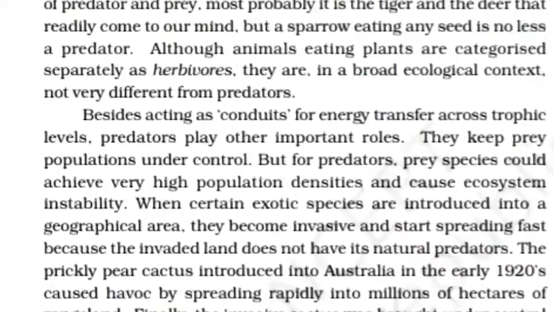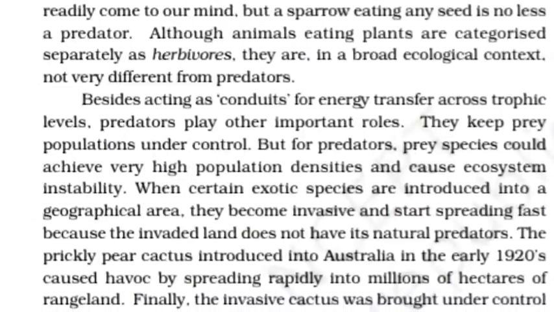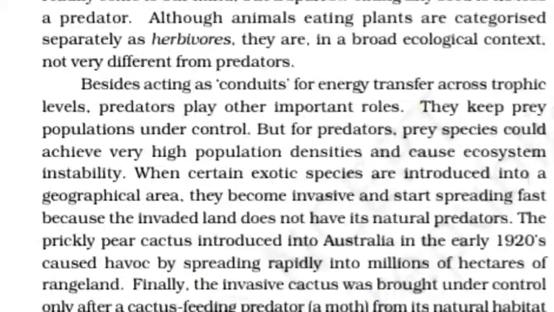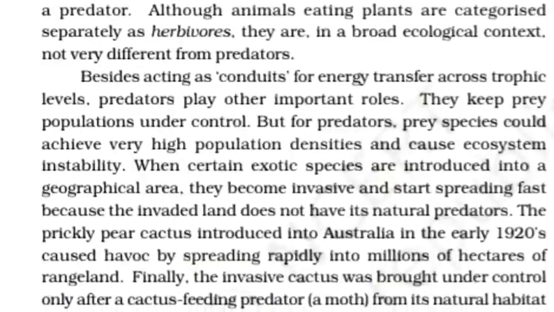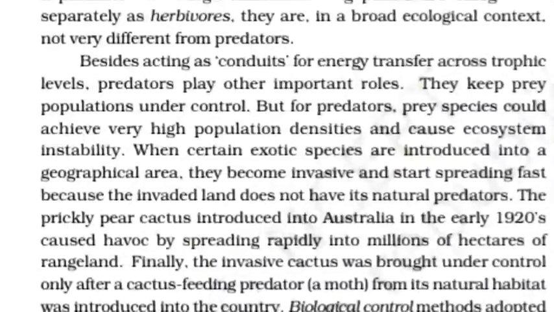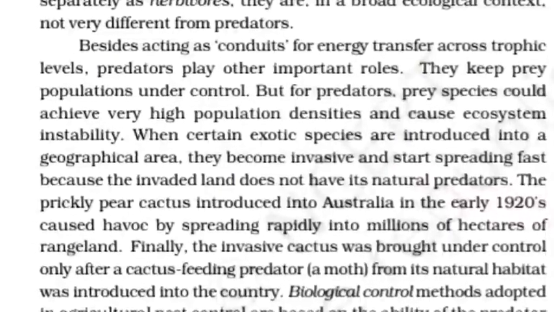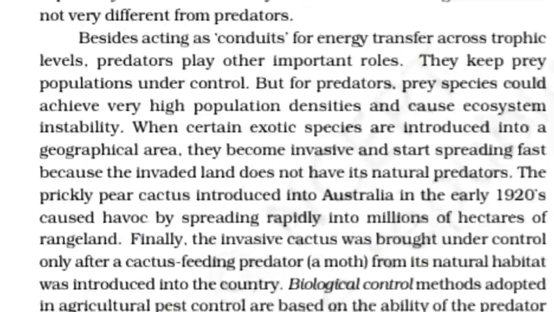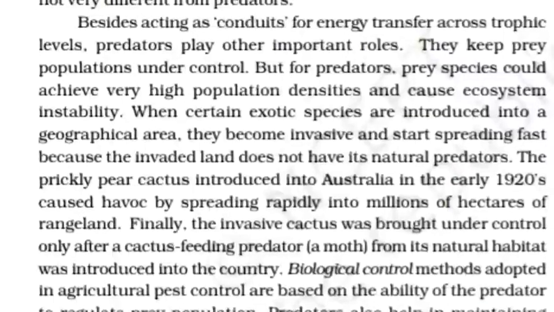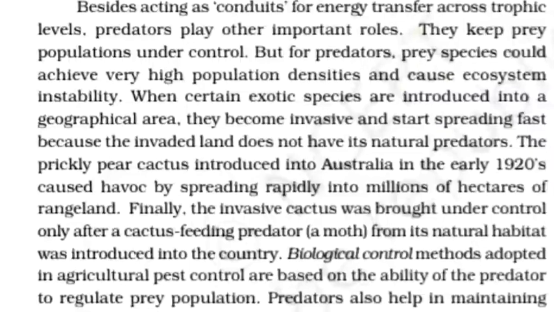Besides acting as conduits for energy transfer across trophic levels, predators play other important roles. They keep prey populations under control. But for predators, prey species could achieve very high population density and cause ecosystem instability. When certain exotic species are introduced into a geographical area, they become invasive and start spreading fast because the invaded land does not have its natural predators.